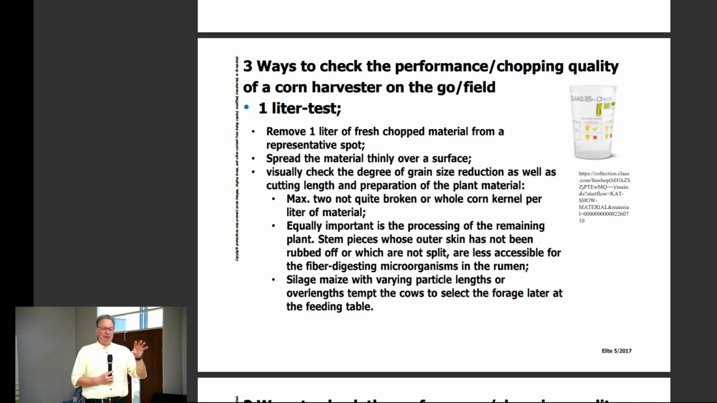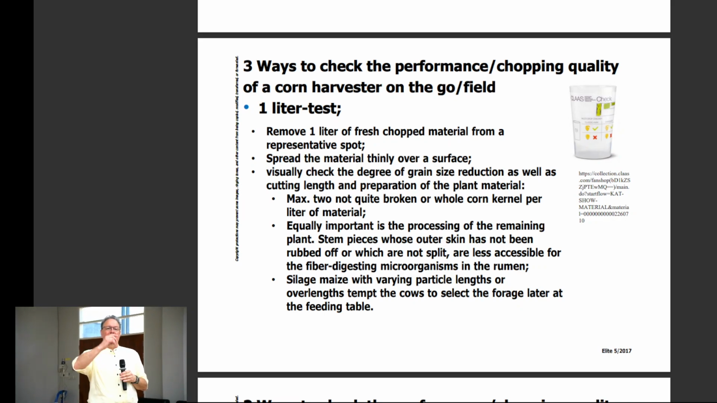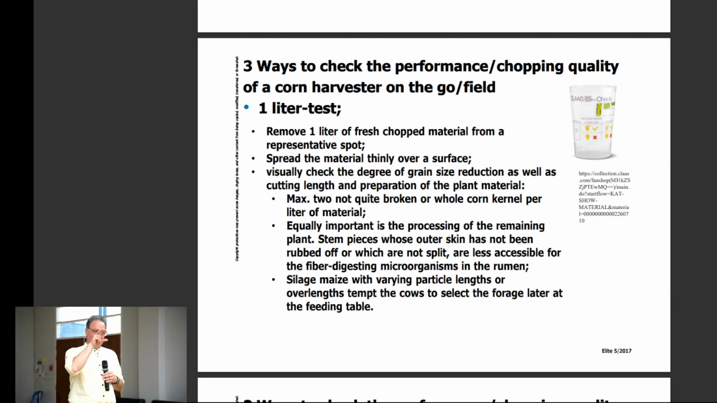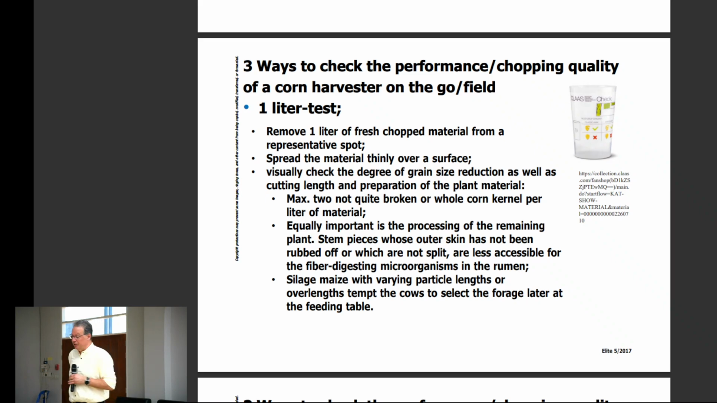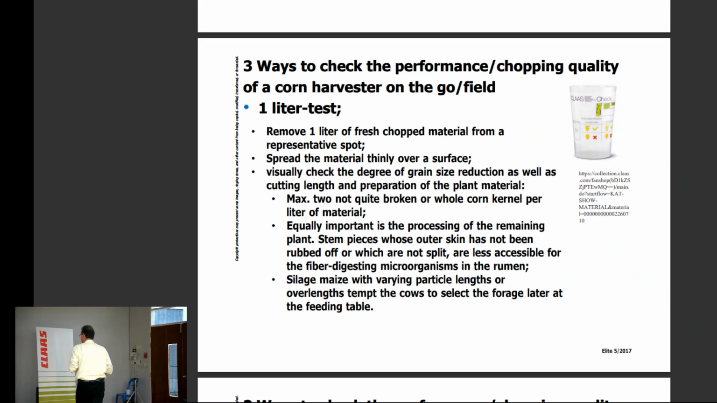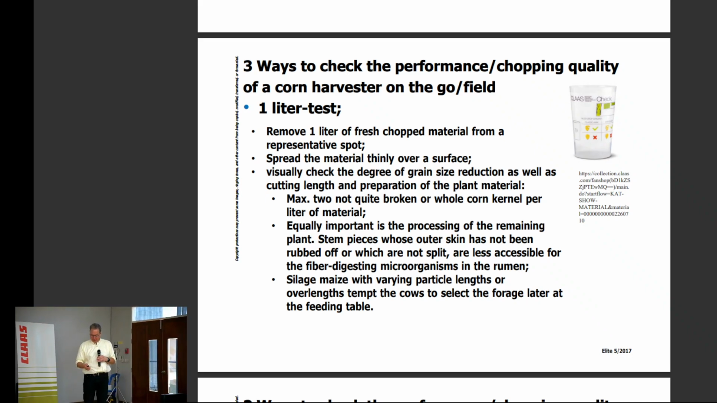You probably feed them a TMR, and the idea is it's ideally mixed, and they should get exactly this mix, because that's what you calculated from the nutrition basis. So they shouldn't select a little bit from here, a little bit from there, because then not all the animals get the nutrition content that is best for them. So you increase the selecting process when there are pieces which are too long. And these are all things you can already check on the field.